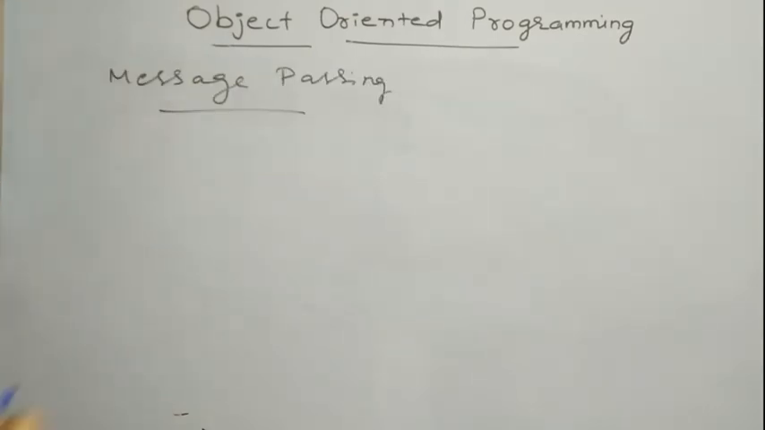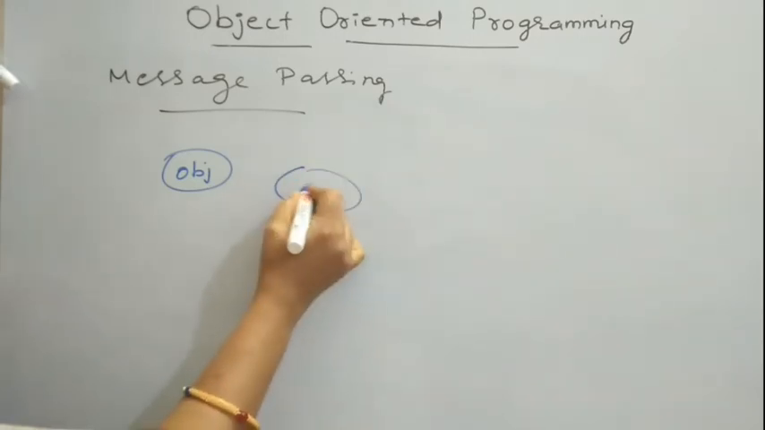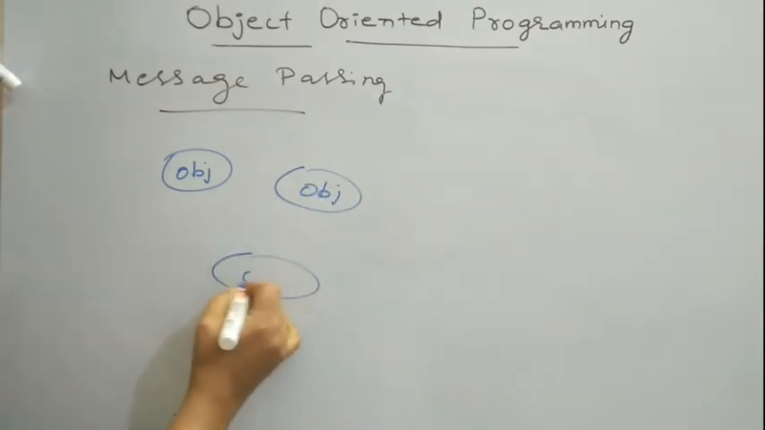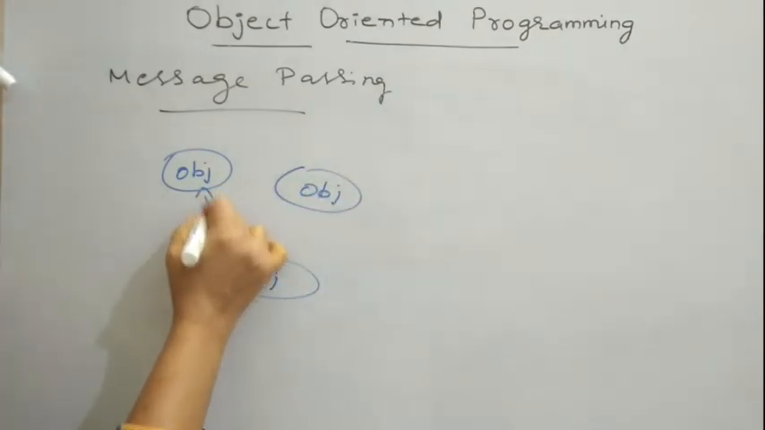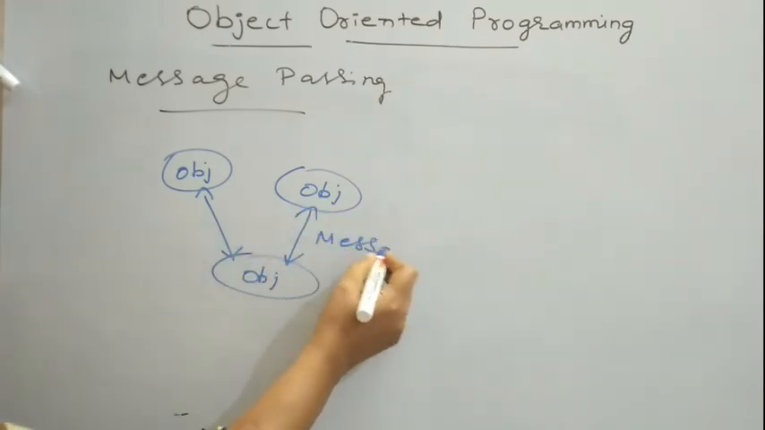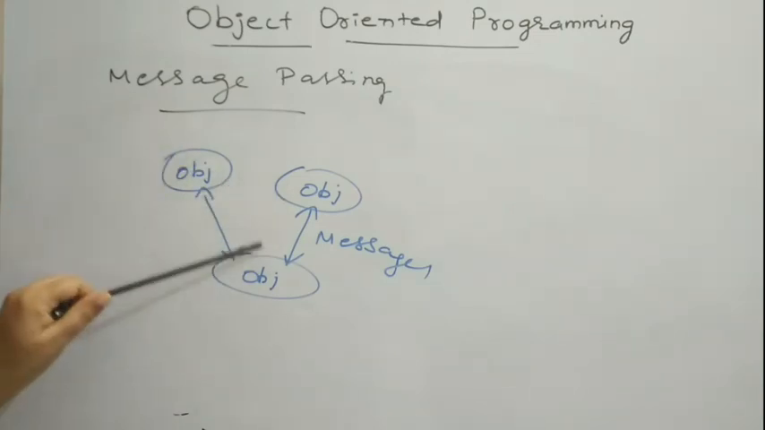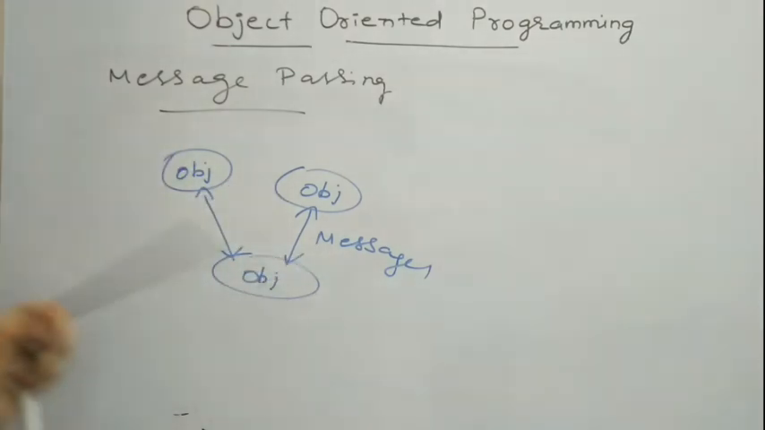Next one is message passing. We have a set of objects. Objects can communicate with each other by way of passing messages. Communication is possible only between objects. Objects communicate with each other by way of passing messages.